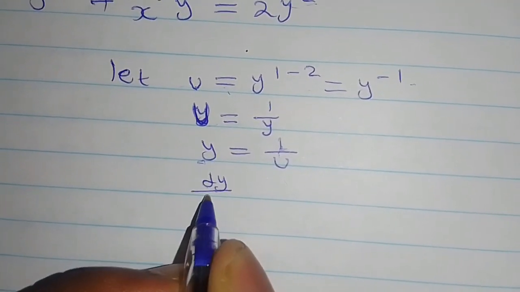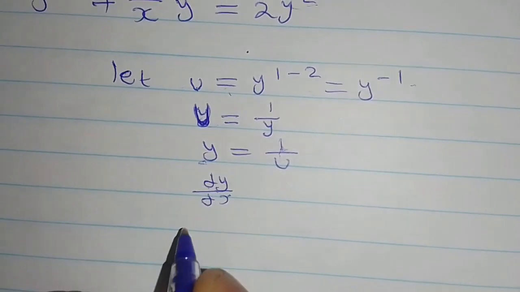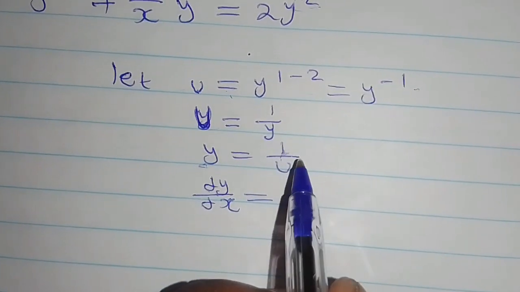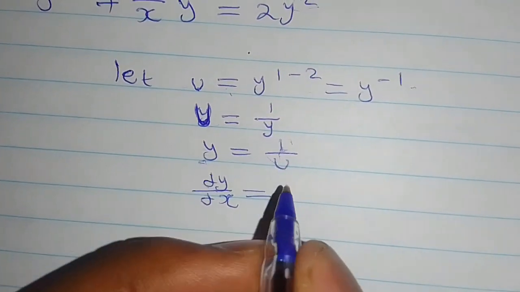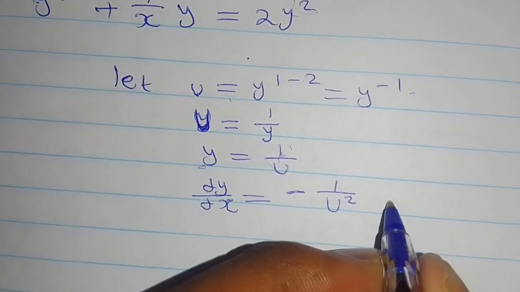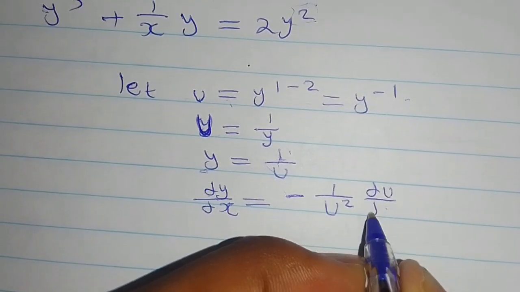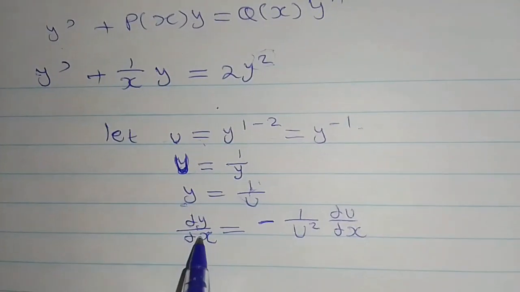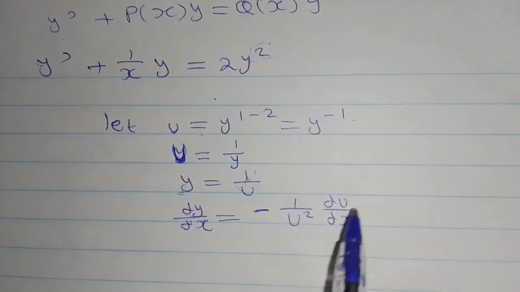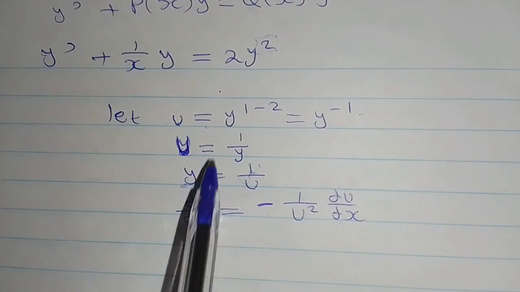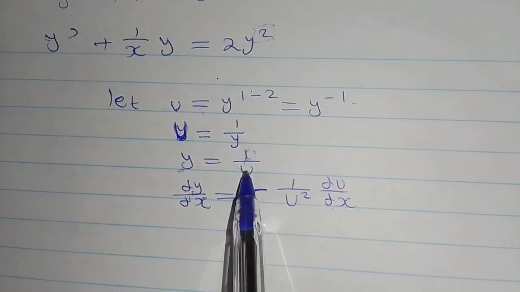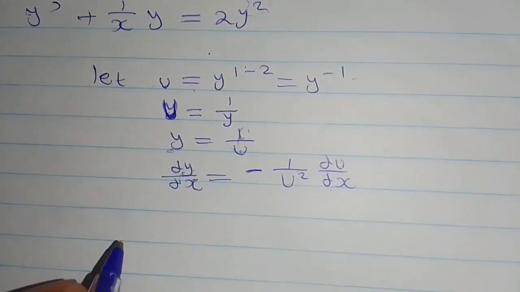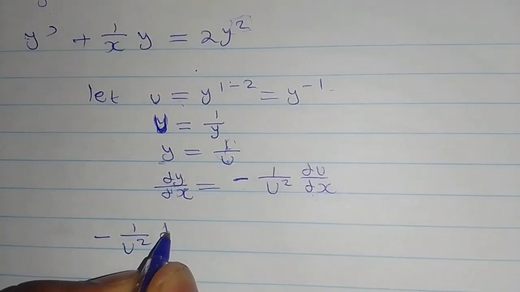Then you just differentiate. So you have dy over dx, which is the derivative of 1 over u, which is minus 1 over u squared, and then you show that you're differentiating u with respect to x. Then you can rewrite y prime as minus 1 over u squared du dx. And then replace y in your equation by 1 over u. Let's do that. We have y prime, which is the same as dy dx. You replace dy dx with minus 1 over u squared du dx.